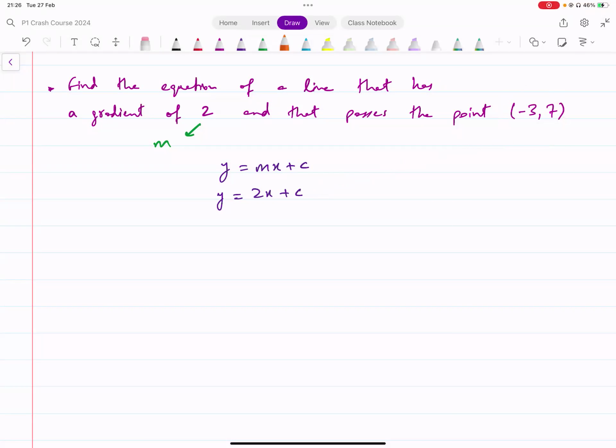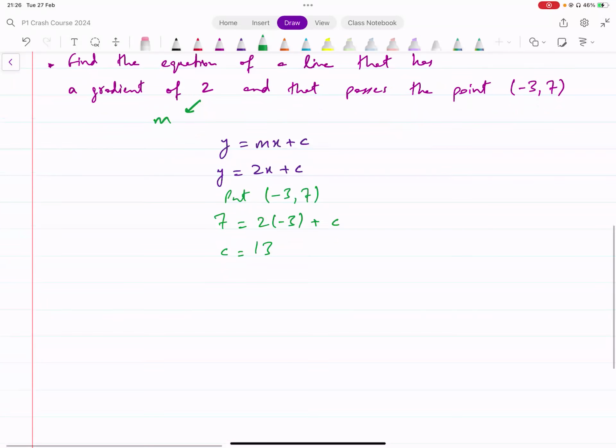Now, since it satisfies this equation, we can just input that point here and use that to find the value of c. Okay, so let's input -3 and 7 here. Why? Because this point lies on this line. It has to satisfy the equation. If we put -3 and 7, the left-hand side and the right-hand side of this equation should be equal to each other. So what do we get? We get 7 equal to 2 into -3 plus c. What value of c do we get from this? 7 plus 6, which is 13.